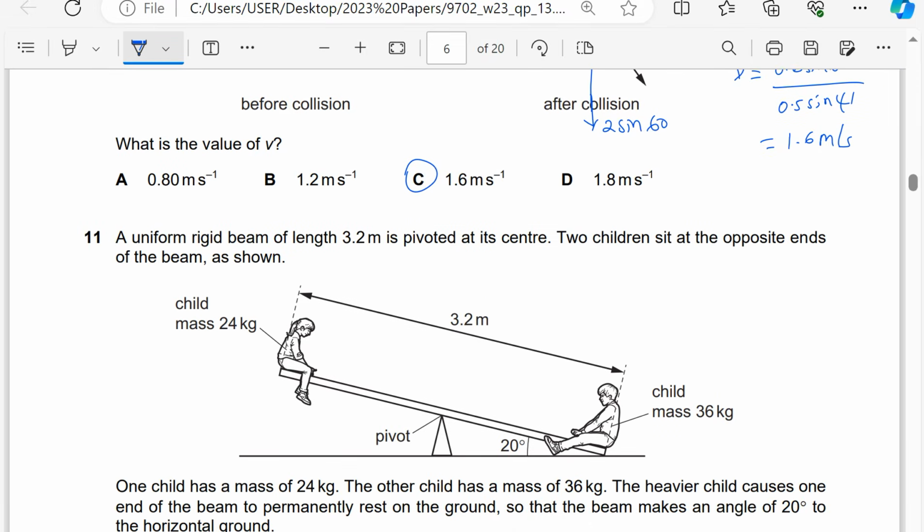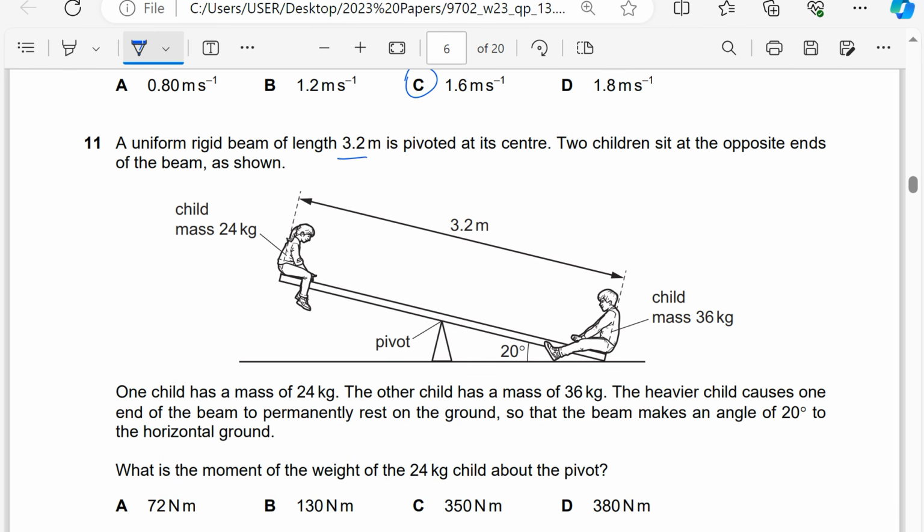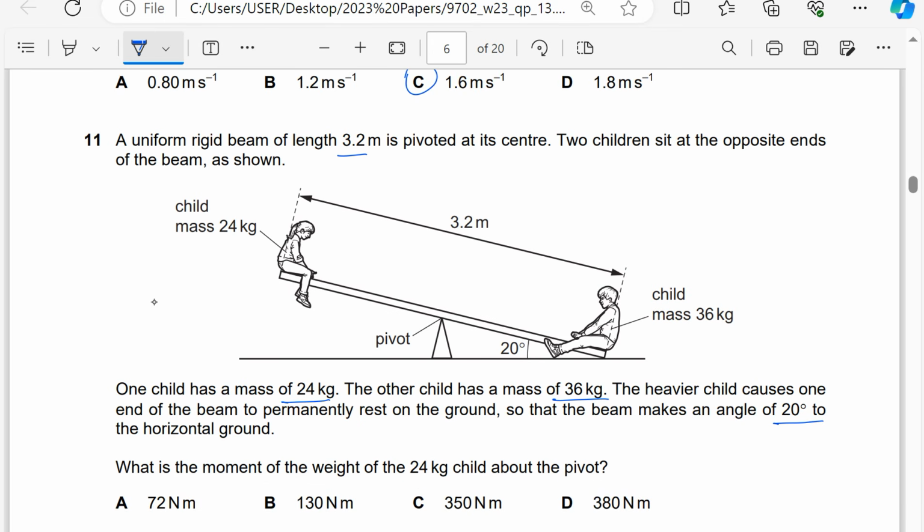A uniform rigid beam of length 3.2 is pivoted at its center. Two children sit at the opposite ends of the beam as shown. One child has a mass of 24, the other has 36. The heavier child causes the end of the beam to permanently rest on the ground so that the beam makes an angle of 20 degrees. What is the moment of the weight of the 24 kilogram child?